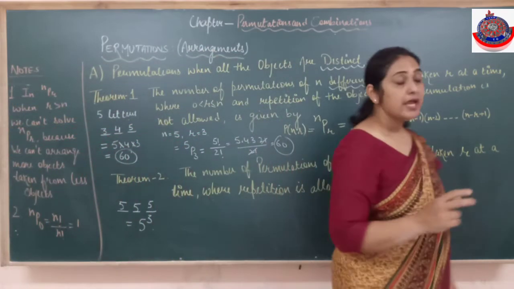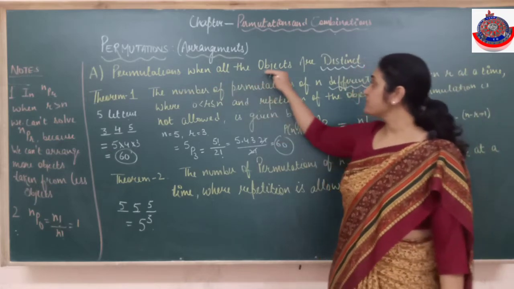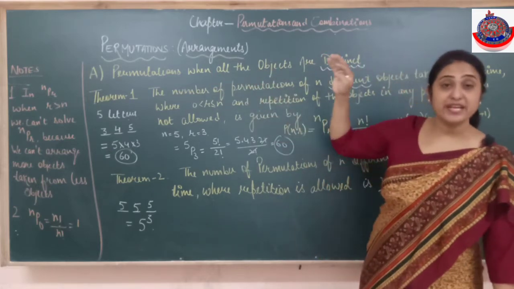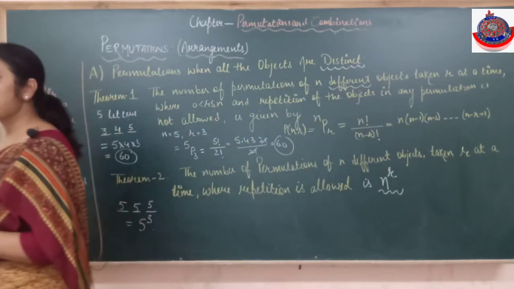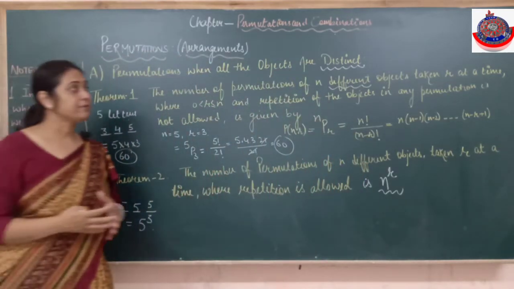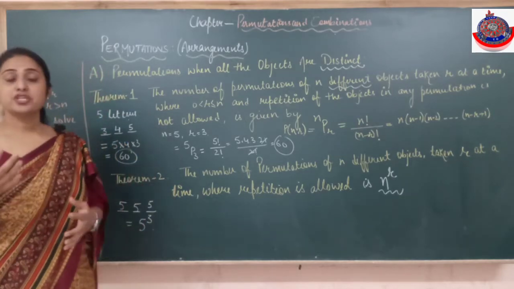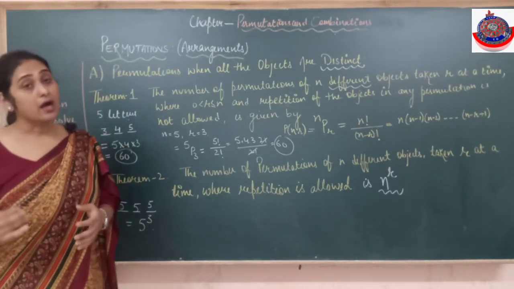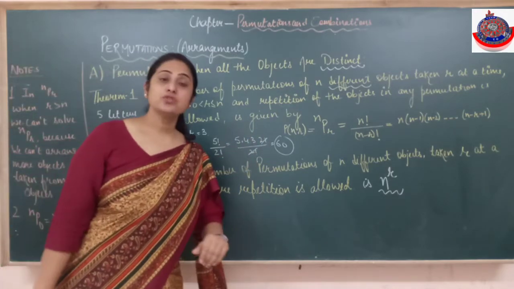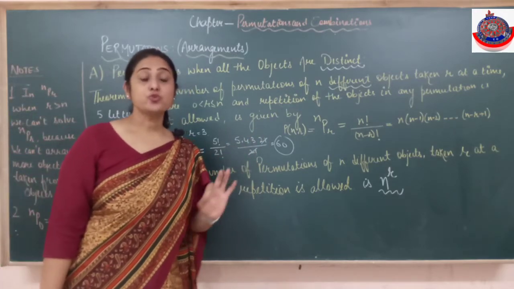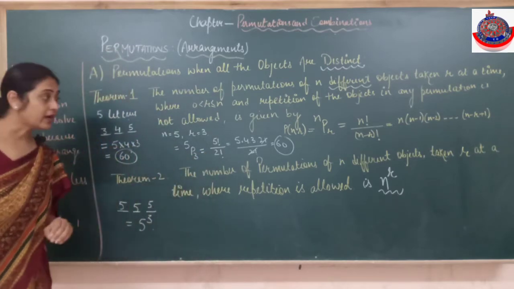The first is the case when the objects are distinct. When all the objects are different, n objects are taken r at a time, and repetition is not allowed, the formula is nPr, n factorial upon n minus r factorial. When repetition is allowed, it is n raised to power r.